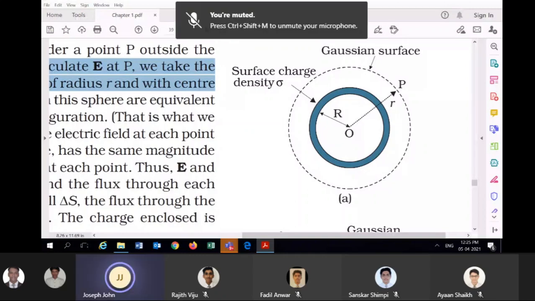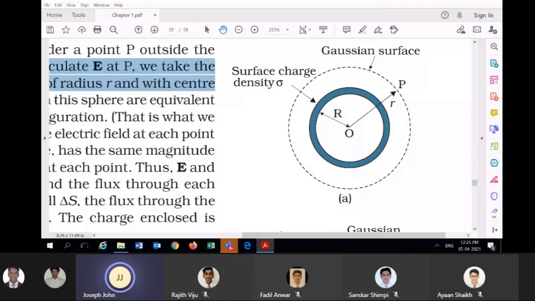What is the surface area of a sphere? 4 pi r squared. Good. Don't take it as 4 by 3 pi r cubed. So surface area is 4 pi r squared. Okay, diagram over.